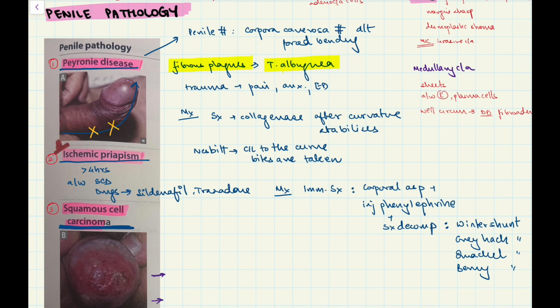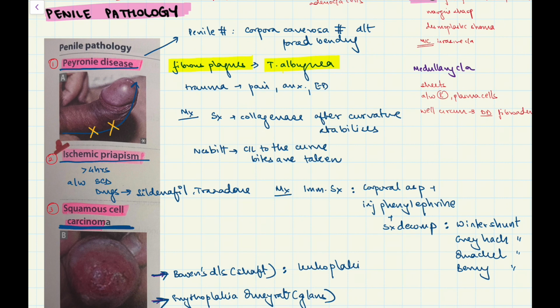The precursor lesion for squamous cell carcinoma is Bowen's disease, which is in the shaft and which presents as leukoplakia, and erythroplakia of Queyrat, which is present in the glans, right? So Bowen's disease is leukoplakia, that is, it is a white patch, while erythroplasia of Queyrat, as the name suggests, is erythroplakia, and it will present as a red patch, as we can see in the image. This is erythroplakia of Queyrat.